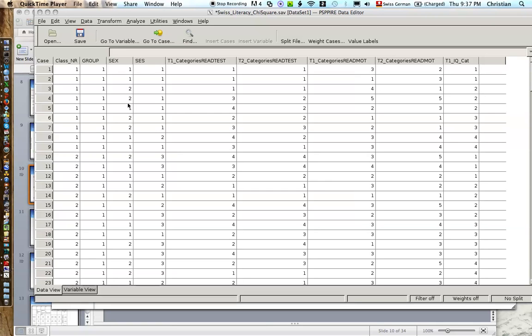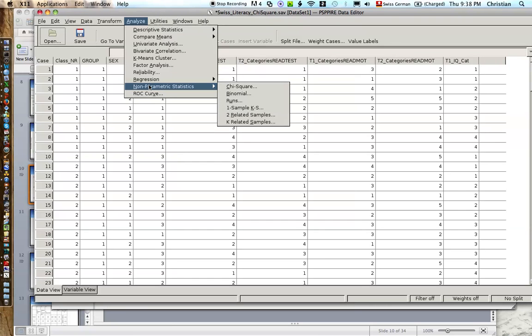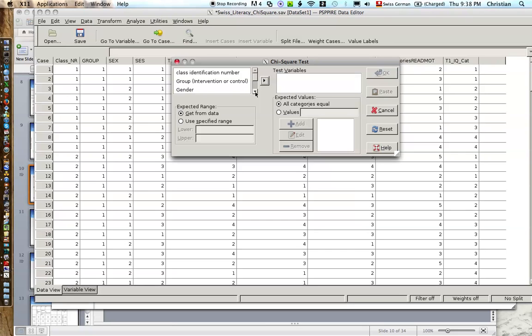This is an example of how to do the chi-square tests for one-way designs when you expect unequal probabilities. So let's say we test our distribution for socioeconomic status and we want to compare if our sample is representative of the population that we want to generalize to. So we go into Analyze, Non-Parametric Tests, Chi-square, and we choose the variable socioeconomic status.